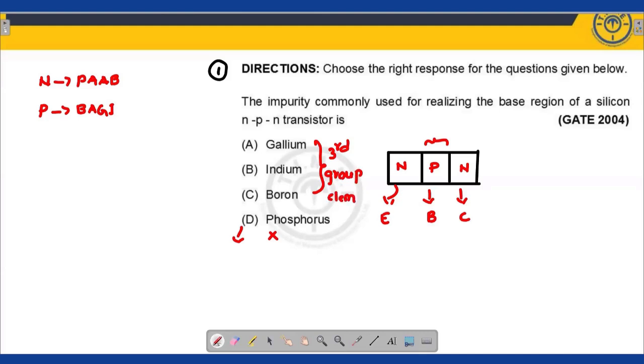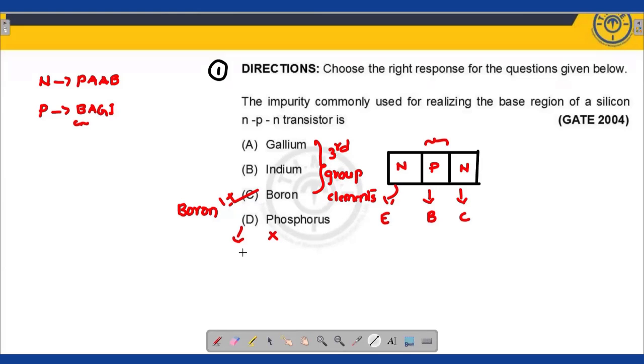Among these third group elements, I am going to generally prefer boron, the first element, which is pretty important over here. Order-wise priority, boron itself is the best suitable material that will be doped for the base. So the option is Option C, which I would like to bring to your notice, my dear friends. Similarly, I am going for the next question.